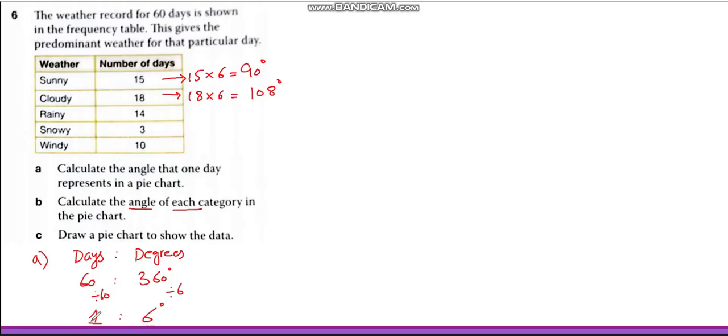As we know that one day is being represented with 6 degrees, so 18 days can be represented in degrees by multiplying with 6. So similarly, we'll multiply 14 days with 6 to get the degrees, and that will be 84 degrees. And if we multiply 3 times 6, we will get 18 degrees. And if we times 10 and 6, that will be 60 degrees. So now we have to represent this information in pie chart.